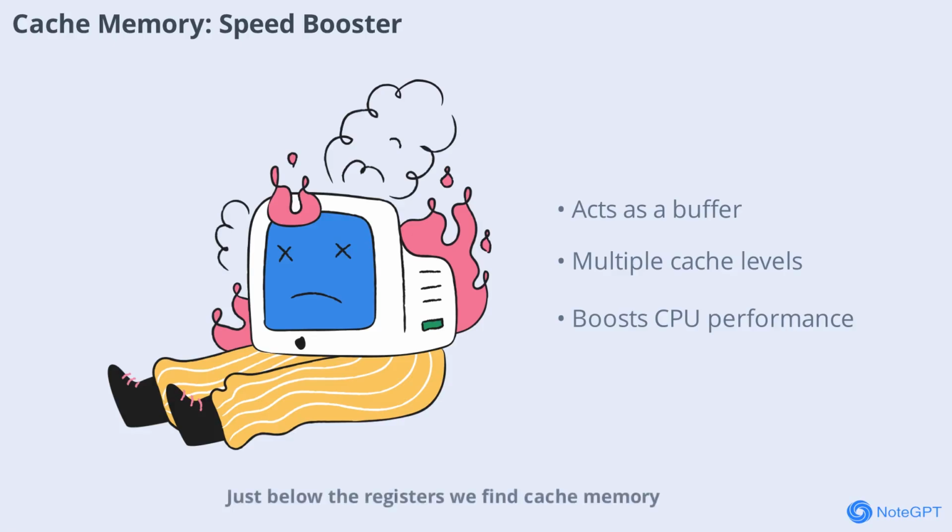Below the registers, we find cache memory. Cache acts as a high-speed buffer between the CPU and main memory. It stores frequently accessed data and instructions, so the processor doesn't have to wait for slower memory. Modern computers often have multiple levels of cache, L1, L2, and sometimes L3, each with different sizes and speeds. The closer the cache is to the CPU, the faster it is, but also smaller and more expensive. This clever design helps keep the CPU running at top speed.